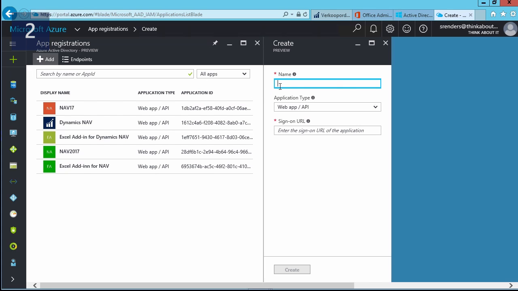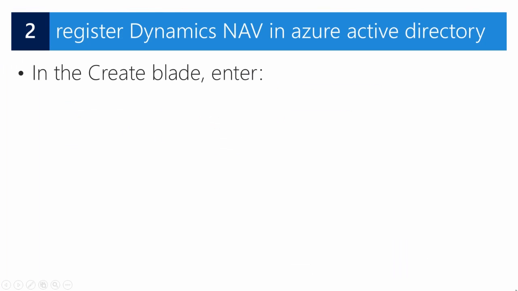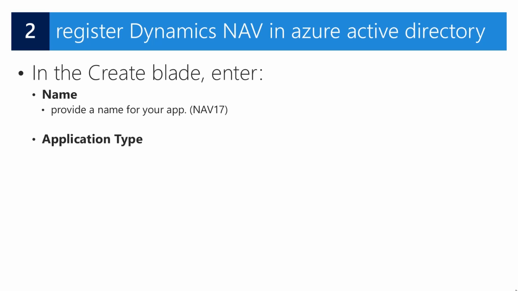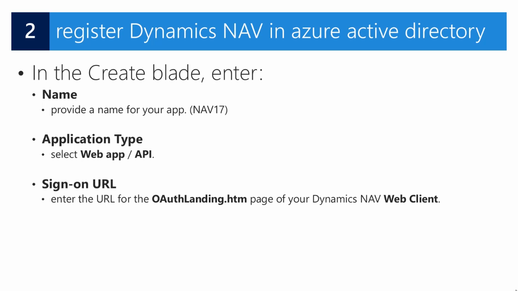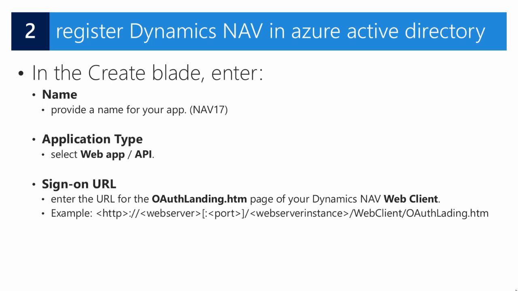And what you then need to provide is some information about the application: name, web API, and a sign-on URL. So in the Create blade, when you create your app, you need to provide a name, which you can choose, an application type, which must be Web App API, and the sign-on URL, which has the following format. It's basically the same URL as the one you use for the web client, but then you need to add OAuth landing at the end.